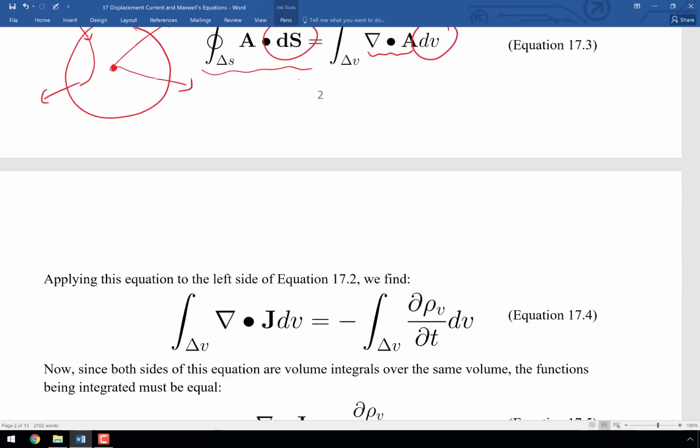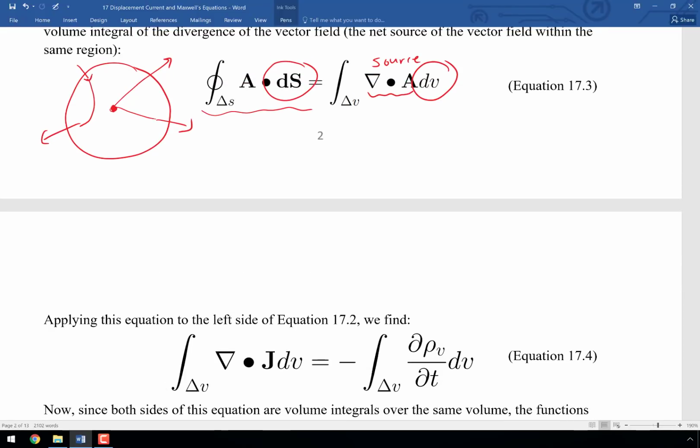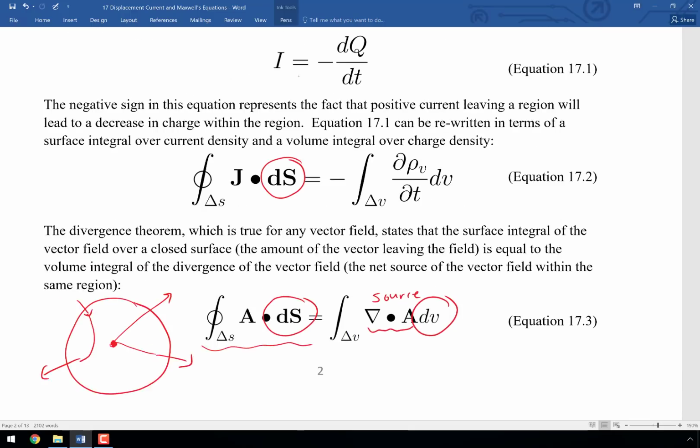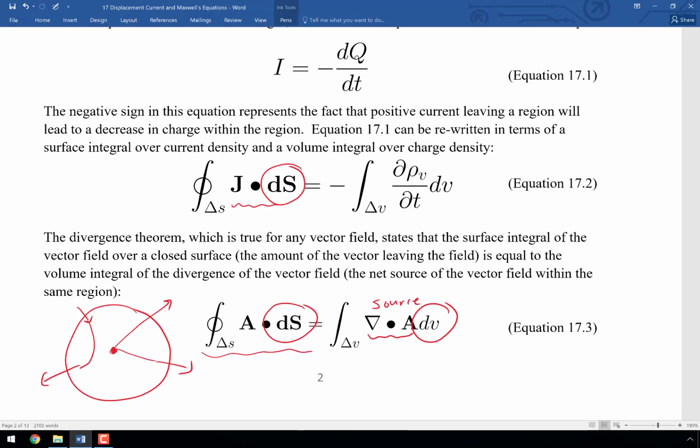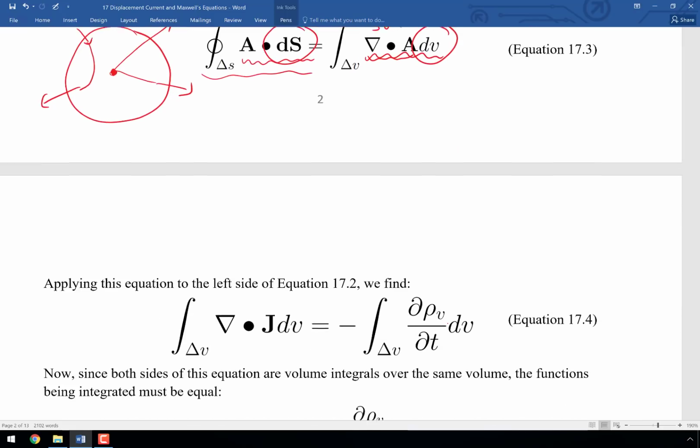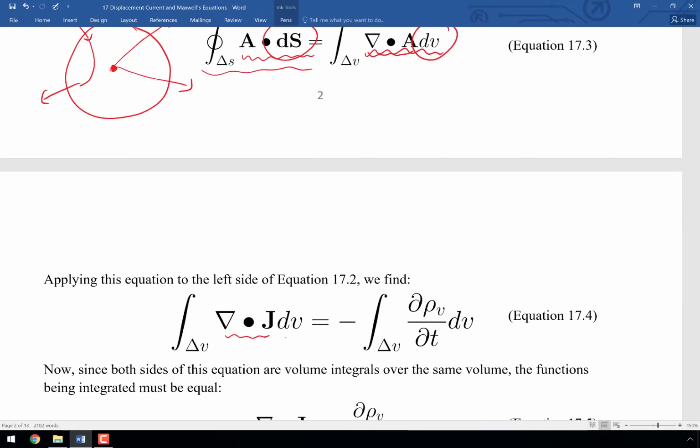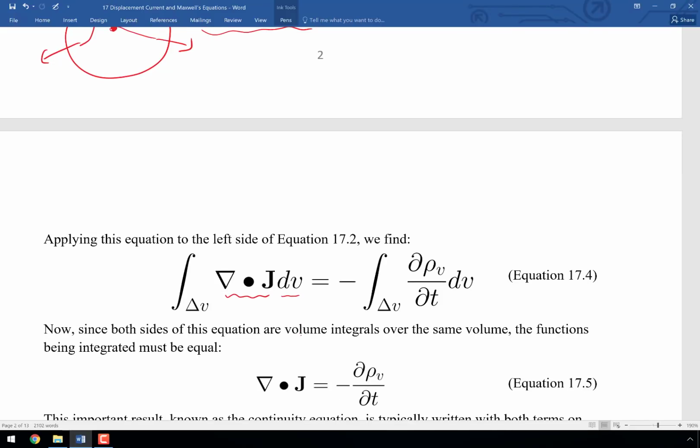And so you can see that what we've done is we have applied the divergence theorem to the left side. Let me back up again here and show: this used to be a surface integral of j dot ds, which is the same thing as right here, and instead it's going to become a volume integral of the divergence of j. Now interestingly, in equation 17.4, both sides of that equation are volume integrals over the same volume. So they're both integrated over the same volume.